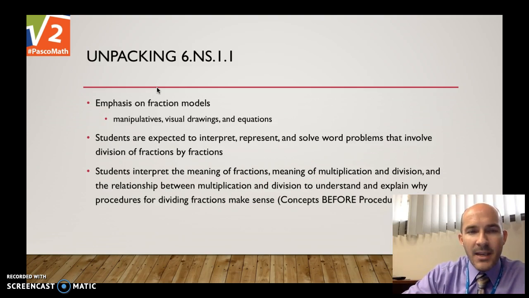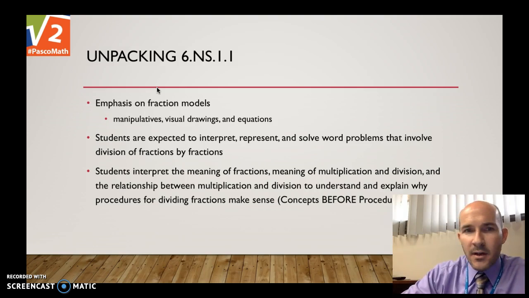So when we unpack the meaning of the standard, there's really an emphasis on fraction models. We probably want to start concretely with manipulatives, then move to visual drawings, and then finally equations. Students are expected to interpret, represent, and solve the word problems that involve division of fractions by fractions.